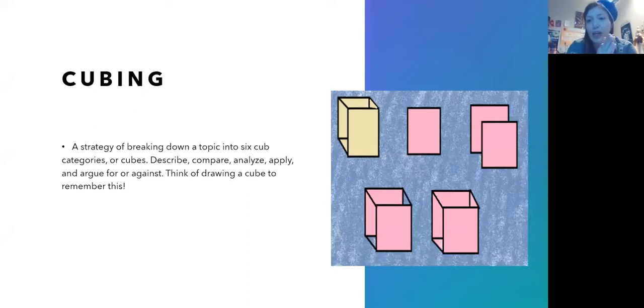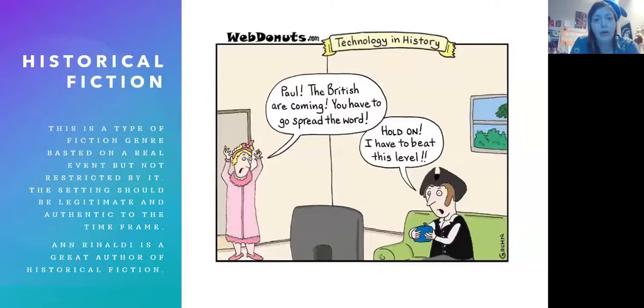It's a strategy when you break down a topic into 6 subtopics or categories. Then if you look here at the cubes that I've drawn for you, you describe, compare, analyze, apply, and argue for or argue against a topic. So if you're trying to remember this, remember when you're drawing a cube, you have to start off with 1 square, 2 squares, then add these lines to connect them, and then fill it in however you like it. So if you can just remember that cubing is a strategy when you break it down into these 6 subtypes, you should be okay. But use this cube to help you remember what those topics are.